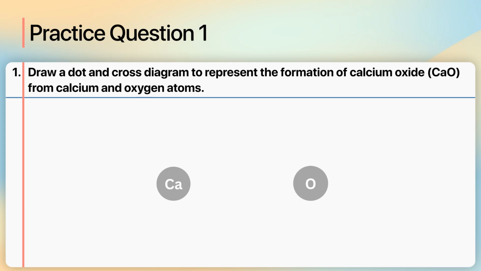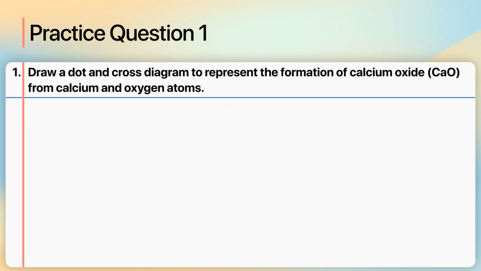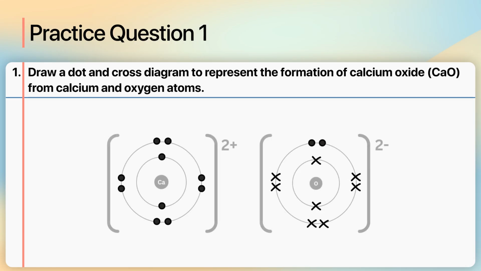Calcium has 2 valence electrons, as it's in group 2 on the periodic table. Oxygen is in group 6, so has 6 valence electrons. Draw the valence electrons as dots for calcium and crosses for oxygen. Now we can represent the electron transfer. Calcium will lose its 2 valence electrons, and oxygen will gain 2 electrons. Next, show the formation of ions and add brackets and charges. Calcium becomes Ca2+. Oxygen becomes O2-.